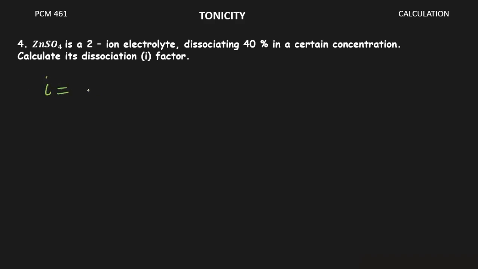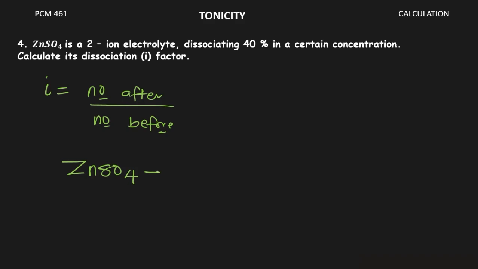I said it is the number of particles after dissociation, divided by the number before dissociation. Now, if it dissociates 40% and it's a 2-ion electrolyte, it means you have zinc sulfate. If zinc sulfate dissociates, what are you going to have? Zinc ion plus sulfate ion, right?